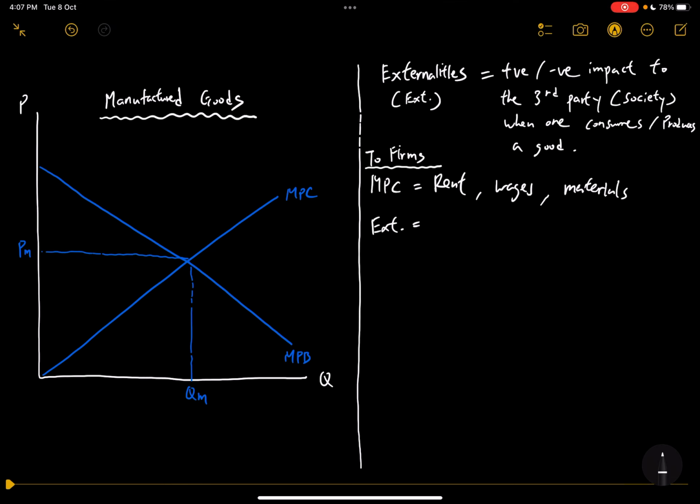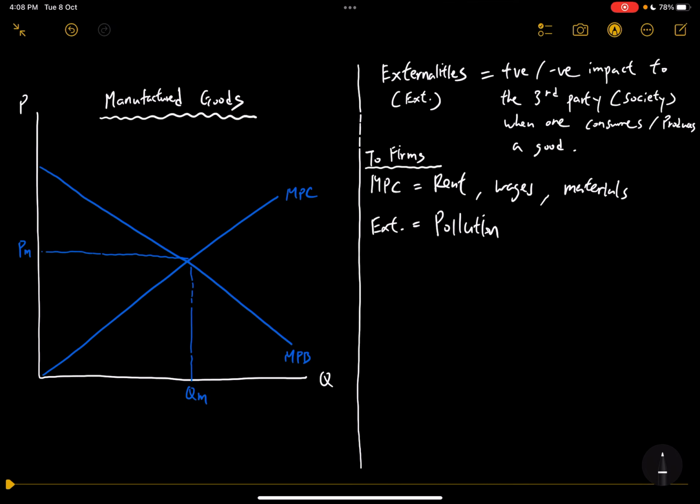But then what would be the externalities when the firms are making the manufactured goods right here? If you think about this carefully, if the factory is making manufactured goods, what would be the impact to other people when they are making the production? It could be something bad sometimes, right? I'm pretty sure you got some ideas. There could be pollution, you name it, anything like damage to the environment.